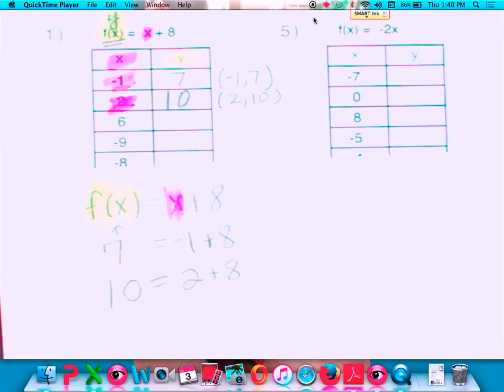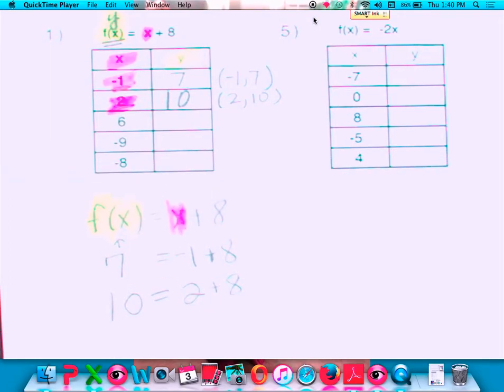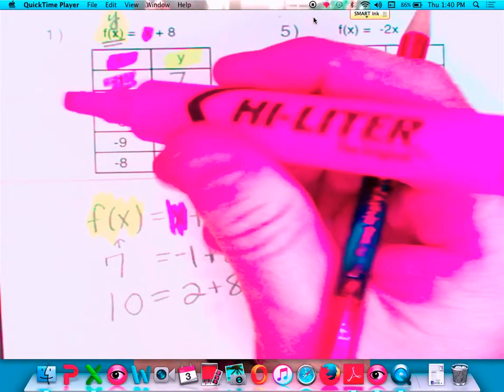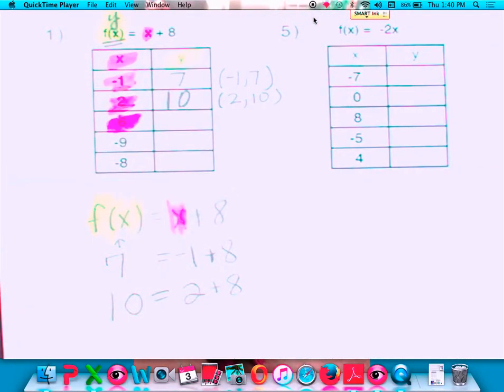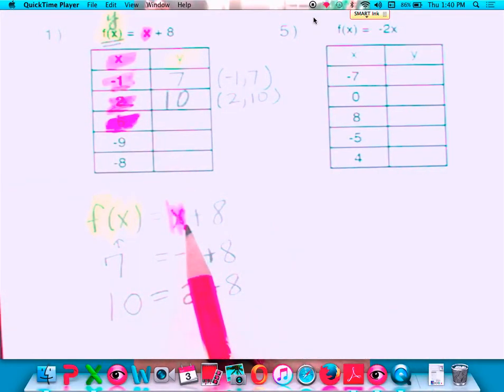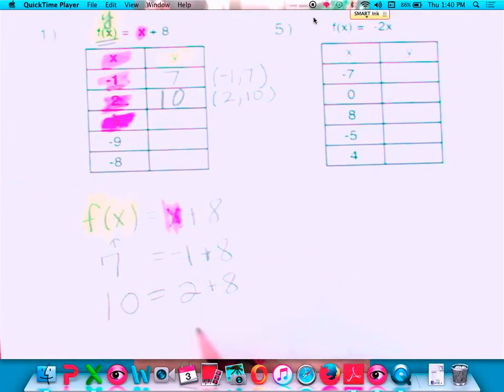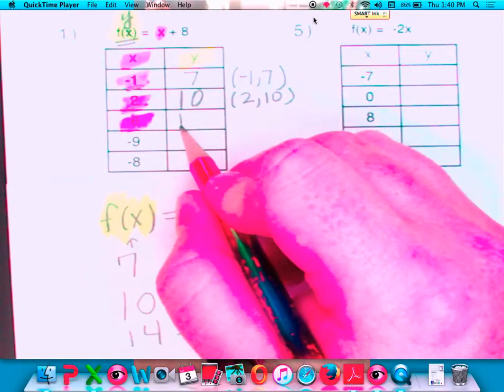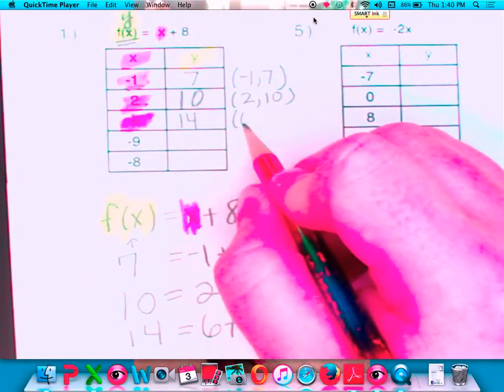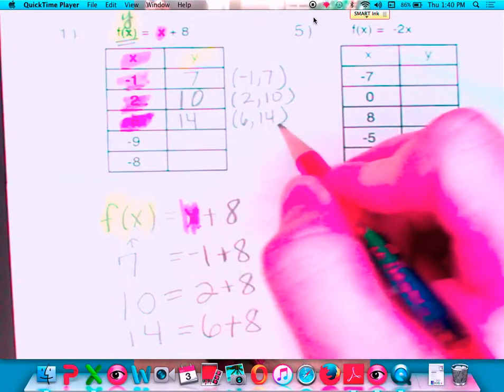Okay? We do the same thing again with the 6. Say now, I want to see what it would be if I have an input of 6, or a domain of 6. So I'm going to do the same thing. I'm going to put the 6 in where my x is. So 6 comes in, so it's going to be 6 plus 8. So 6 plus 8 gives me 14. So when I have an input of 6, I have an output of 14. I have 6 comma 14. Okay.